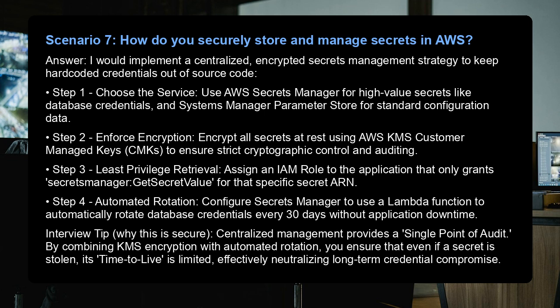control and auditing. Step 3. Least privilege retrieval. Assign an IAM role to the application that only grants secretsmanager:GetSecretValue for that specific secret ARN. Step 4. Automated rotation. Configure Secrets Manager to use a Lambda function to automatically rotate database credentials every 30 days without application downtime.